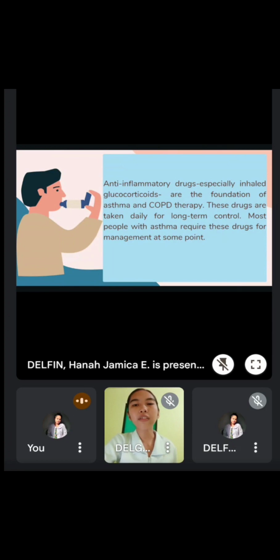The anti-inflammatory drugs, especially inhaled glucocorticoids, are the cornerstone of asthma and COPD therapy. These drugs are taken daily for long-term control. Most people with asthma require these drugs for management at some point.